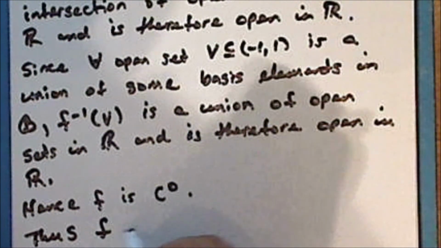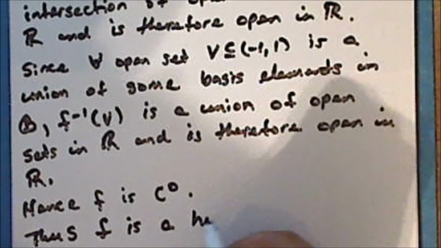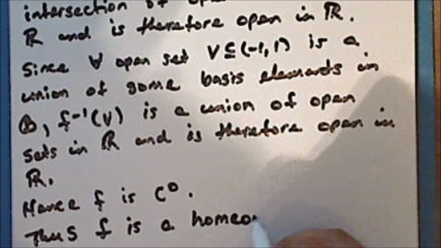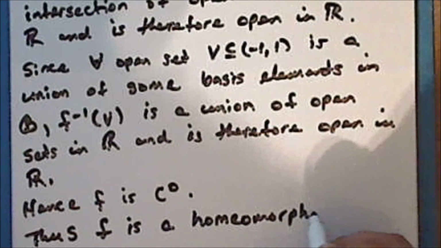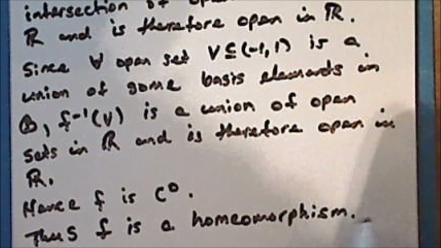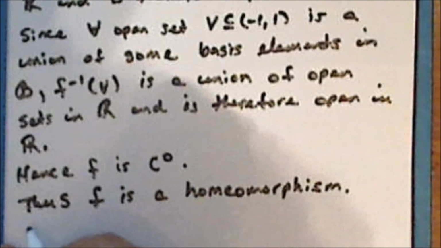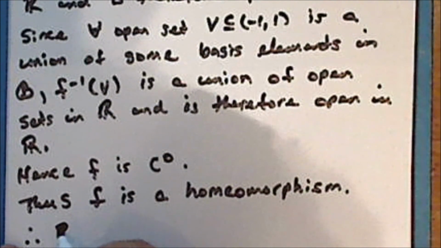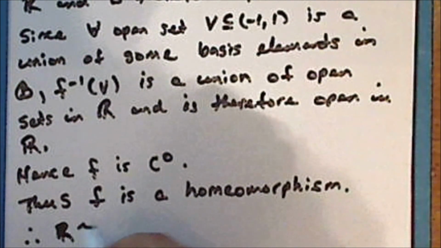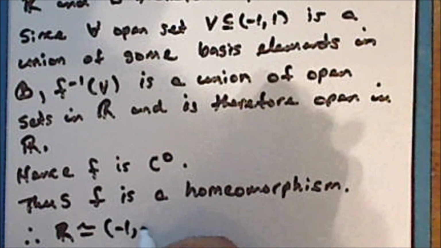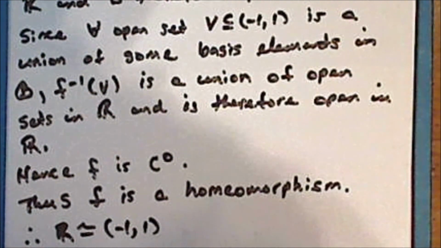And thus the function f is a homeomorphism and therefore the real line is homeomorphic to the subspace, the open interval from negative 1 to 1 with the subspace topology.